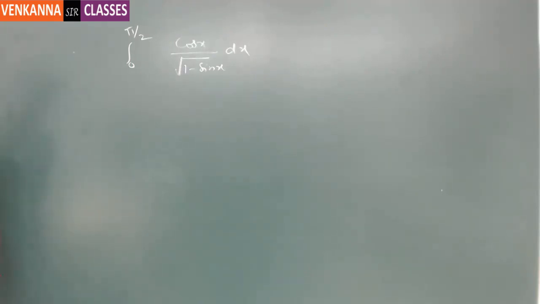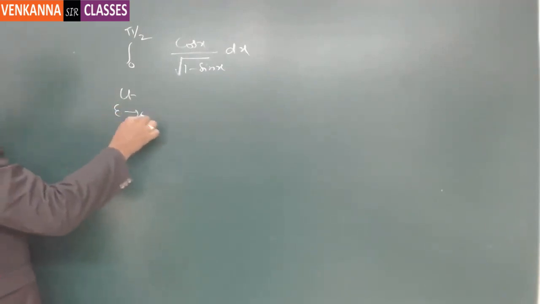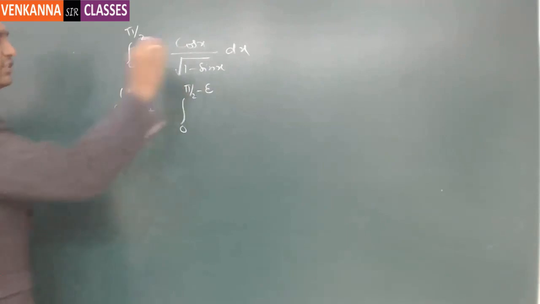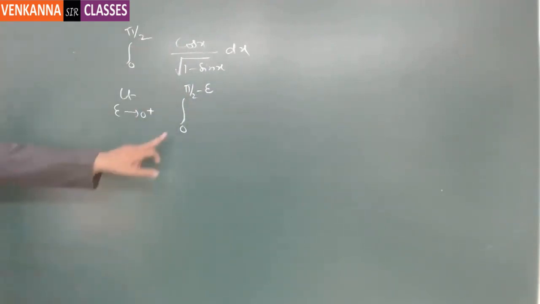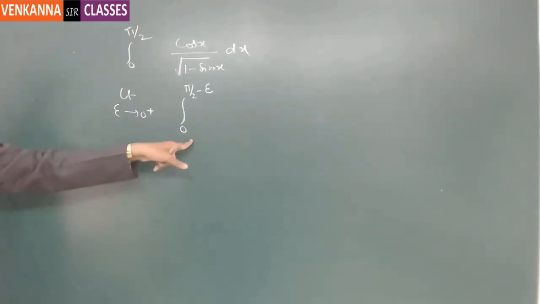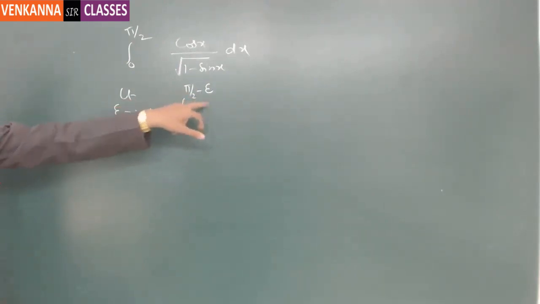Which one is the point of discontinuity? 0 or pi by 2? Pi by 2. So you are going to write it as limit epsilon tends to 0 plus integral 0 to pi by 2 minus epsilon. For the lower limit we write plus epsilon, and for the upper limit we write minus epsilon.